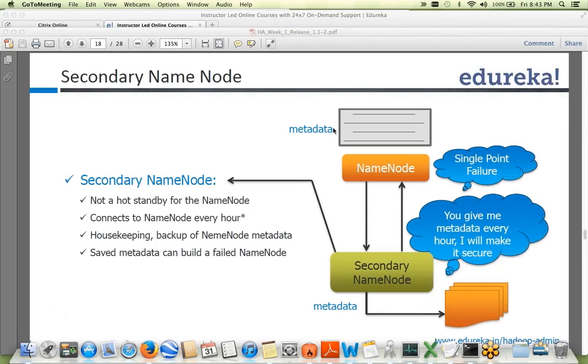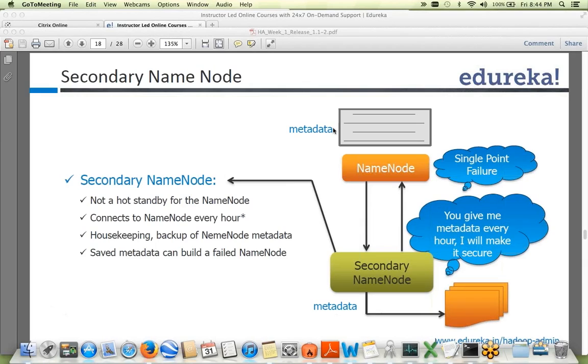That's why there's a concept of a secondary name node here, which is not as it sounds. It's not that whenever the name node goes down, this node will come up. It is like a checkpointing node, which will checkpoint the name node data every hour, make a copy of the data every hour and back it up.